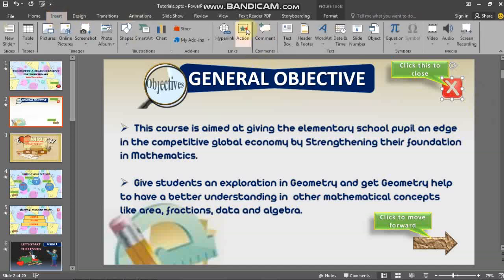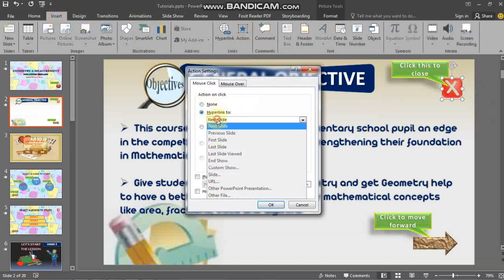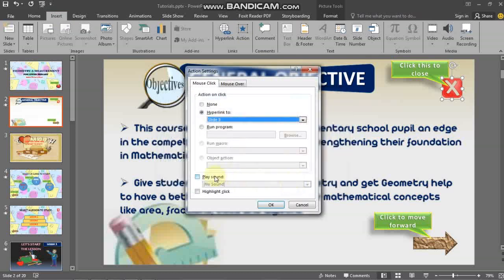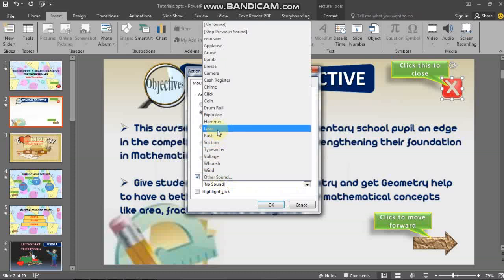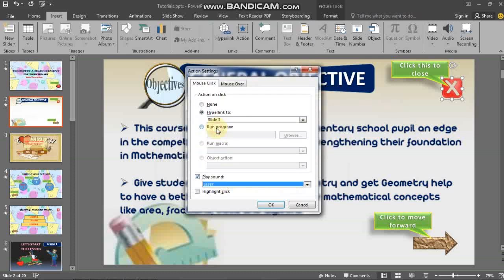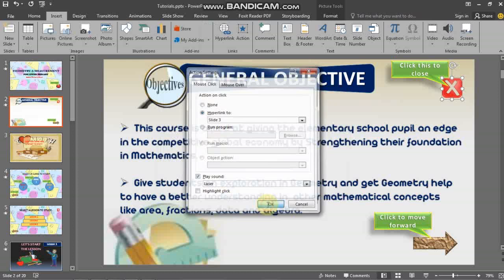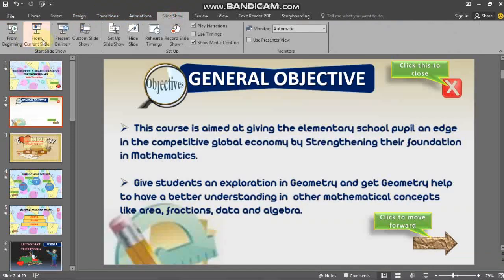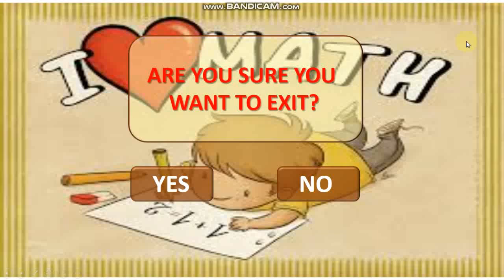So, insert, action, hyperlink to. So let's see, hyperlink to slide. Which slide are we going to hyperlink to? I think that's slide 3. Yes. Okay, slide 3. We can play our sound. Let's use the laser. Okay. So let's play from this current slide and see how it will go. So we click okay, then it brings you to the safety net.